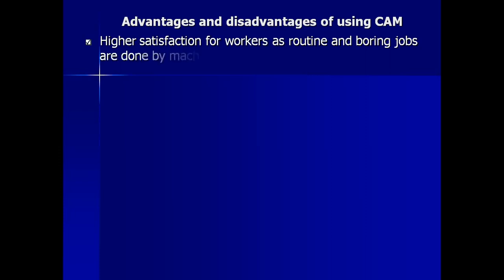Let's discuss their advantages and disadvantages as well. Okay, first is higher satisfaction for workers as routine and boring jobs are done by machines. Quite obvious, huh? Very simple to understand. Because if there are jobs which are very simple in nature and the worker has to do it time and again, obviously the worker will get bored and then interest will be lost, and because of that lost interest, maybe the quality of work can be affected, and then that may affect the quality of the product as well, resulting in bad image, reputation, loss of customers.